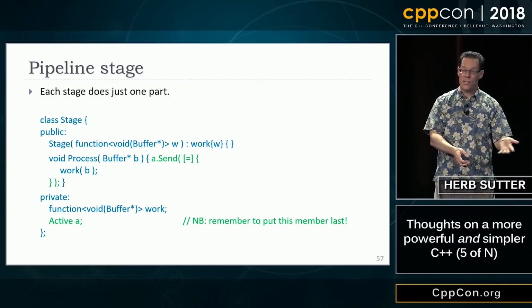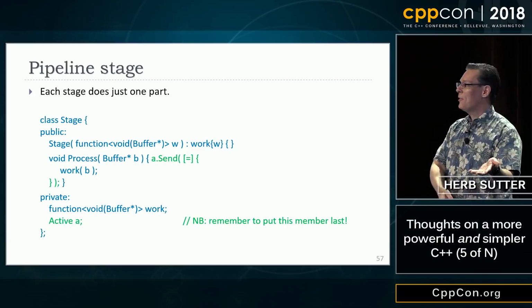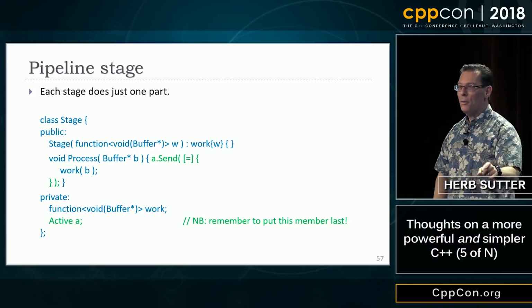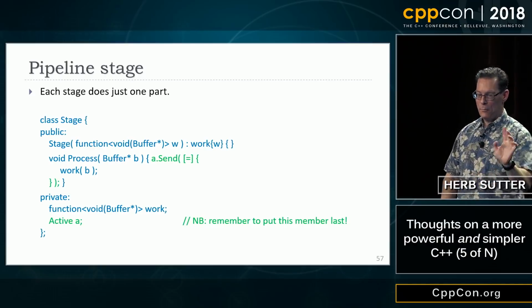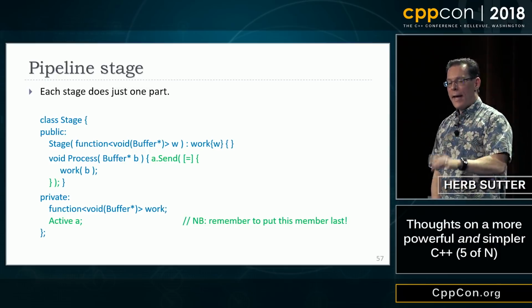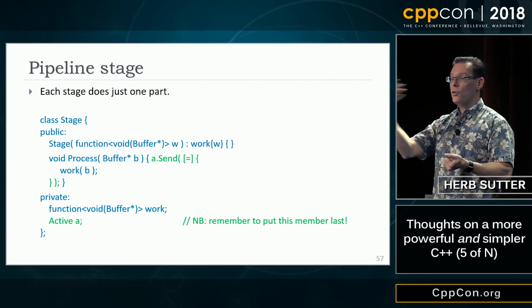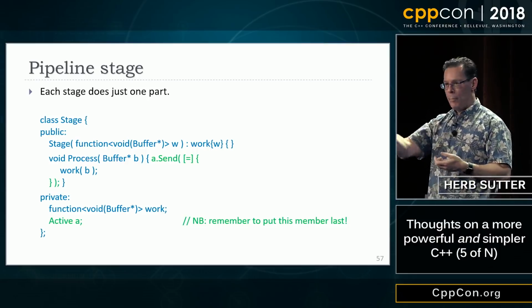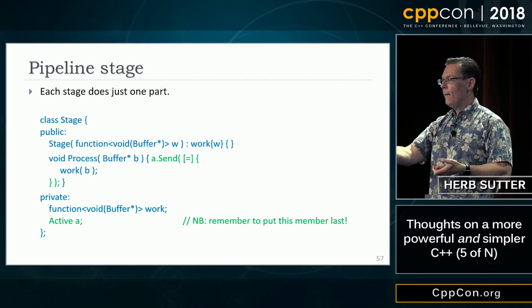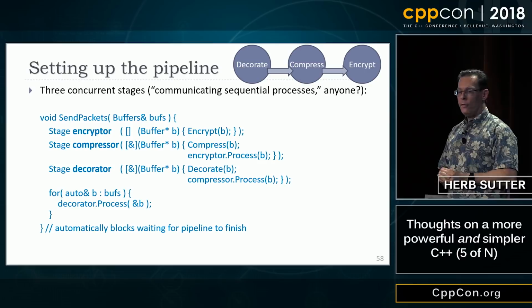Remember to put that one last. If you don't put it last, then the active thread's main line starts before the function is constructed. You really, really want to put that active object last. Always remember that with this pattern by hand. As soon as I have this, I construct it with a piece of work to do. I have an async process message that just does it asynchronously and pumps the process message for every buffer pointer that it's given. Now I can write the whole solution in a few lines like this.